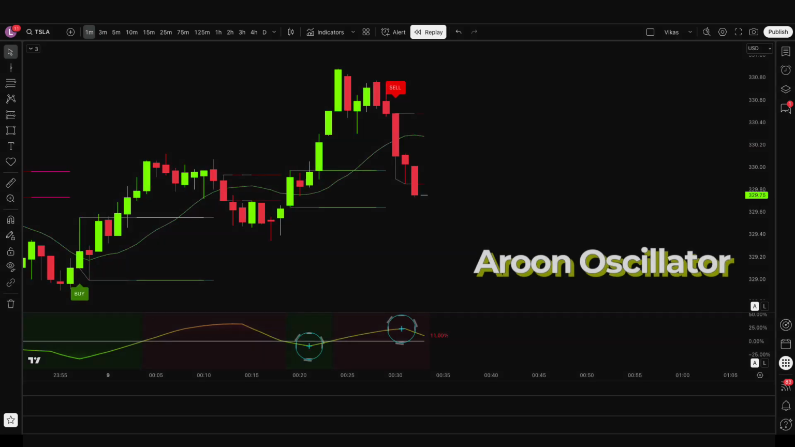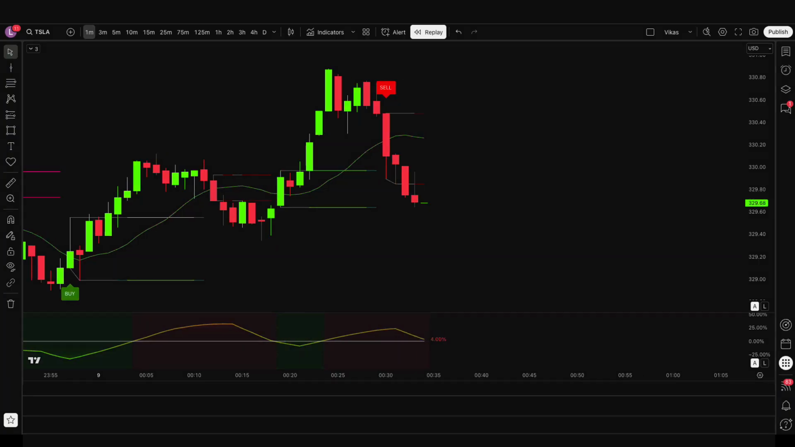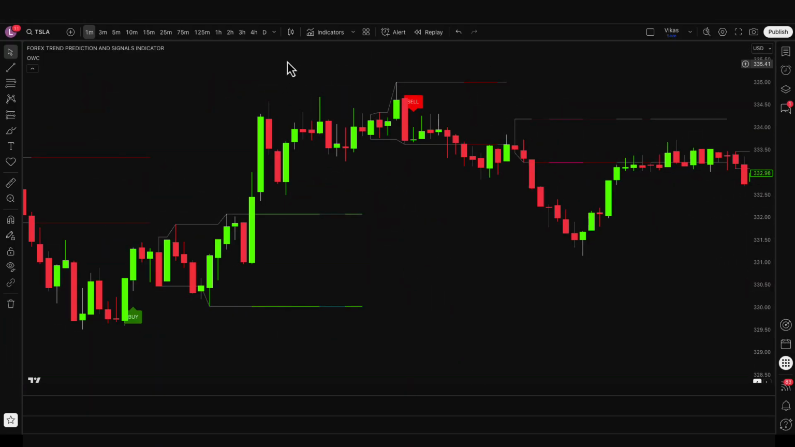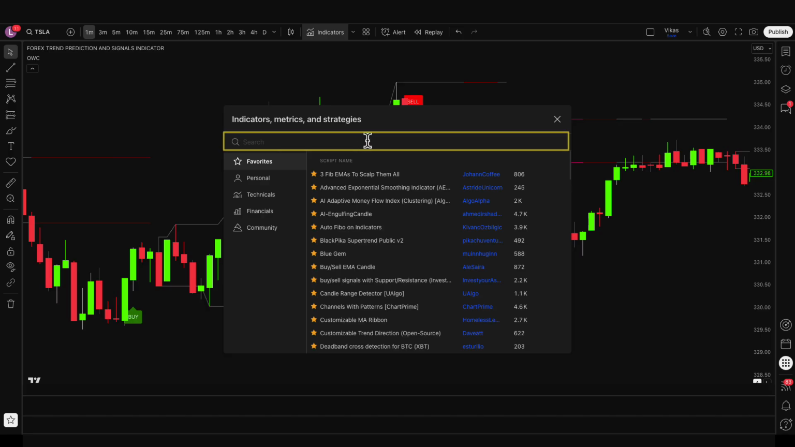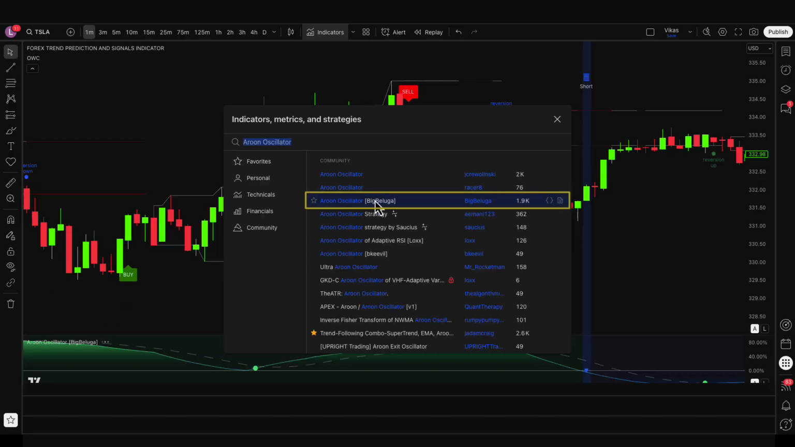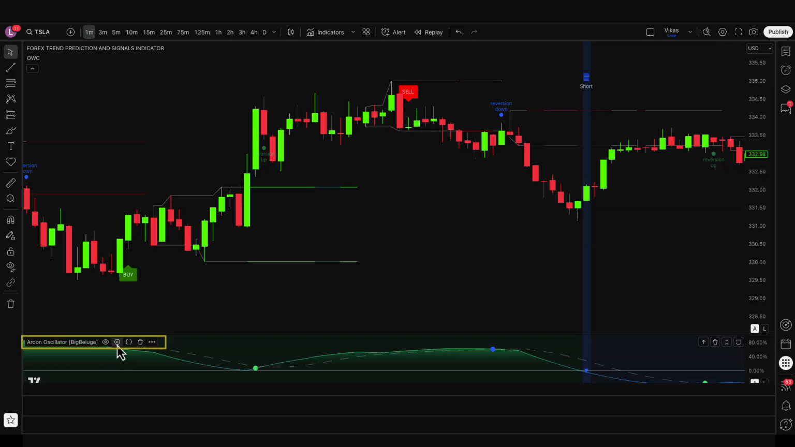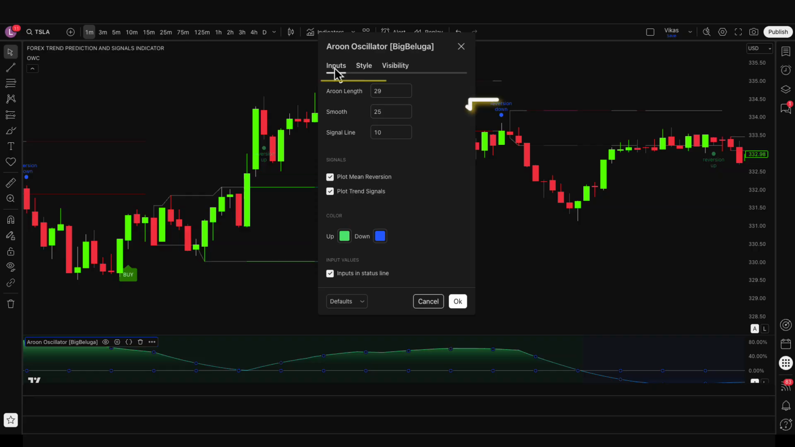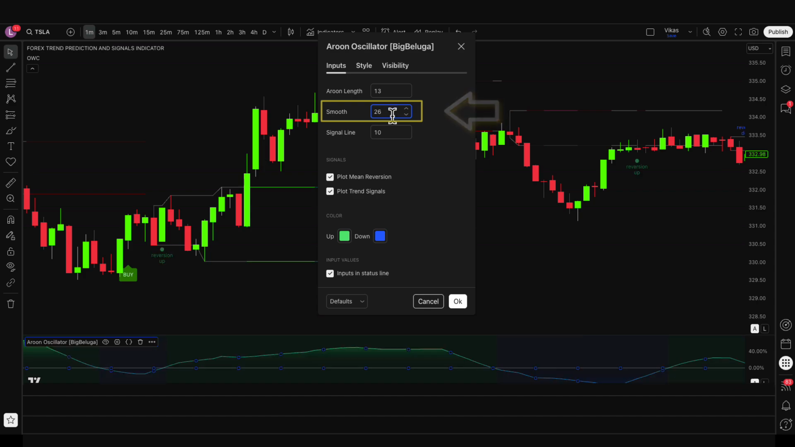The green and red color line indicator we see in the chart is the Aroon oscillator indicator. Let us now understand the trading setup. We will search the Aroon oscillator indicator in the search box of TradingView. After that, we have to click on the Aroon oscillator option, in which we have to change some settings. We need to hide these options. We have to change this length option from 29 to 13. We have to change this smooth option from 25 to 26.